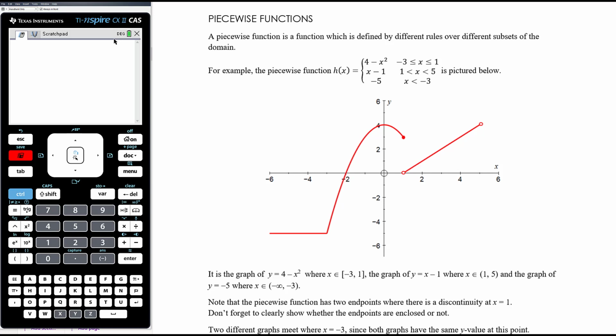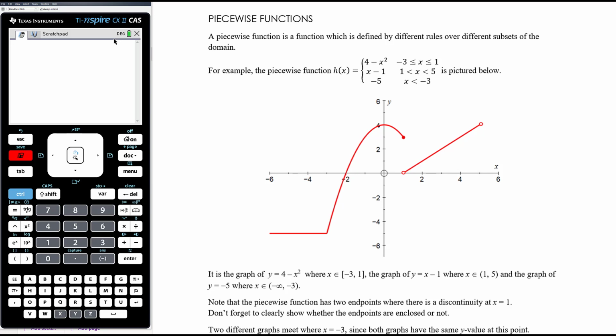So your function might have a domain of R, but perhaps from negative infinity to 0 it follows this particular rule, and from 0 to 10 it follows this particular rule, and from 10 to infinity it follows this particular rule, whatever it might be. So here we have an example of a piecewise function. It can have two or more branches. This function has three different branches, so three different rules over three different subsets of its entire domain.